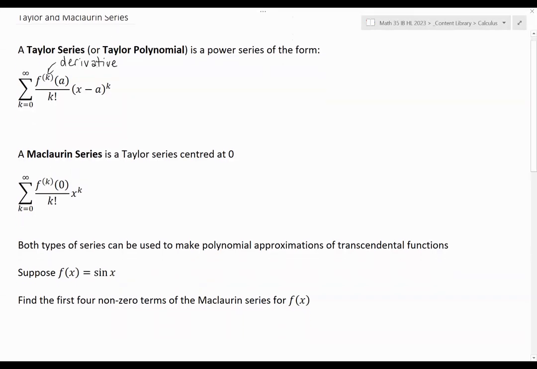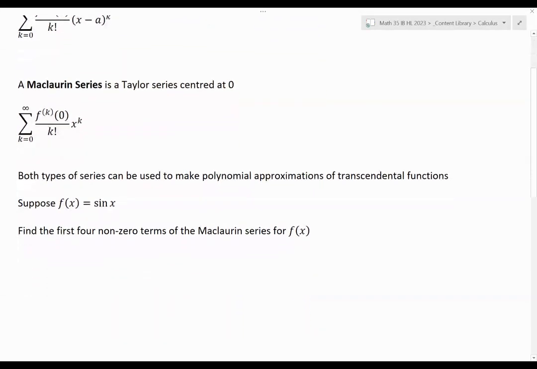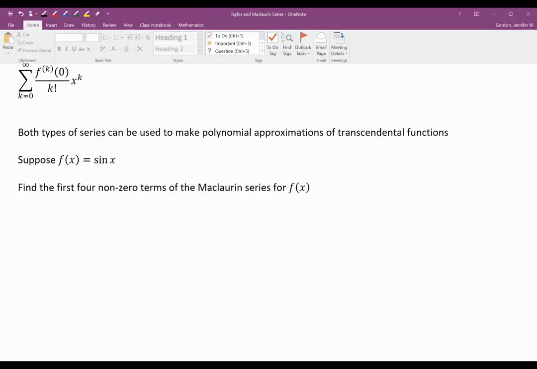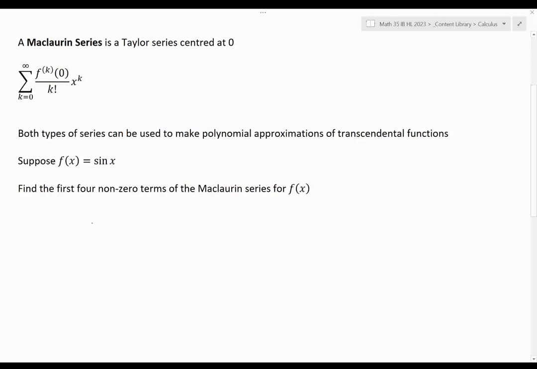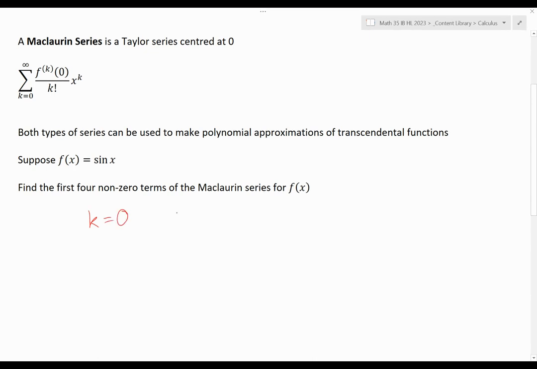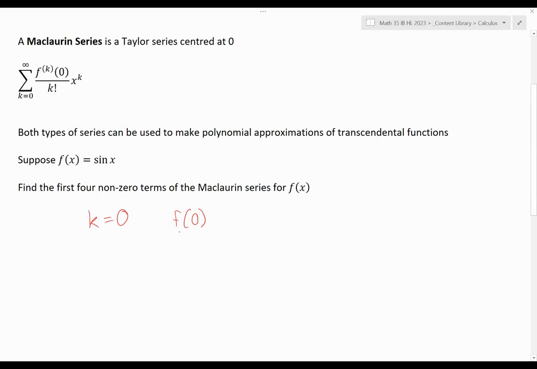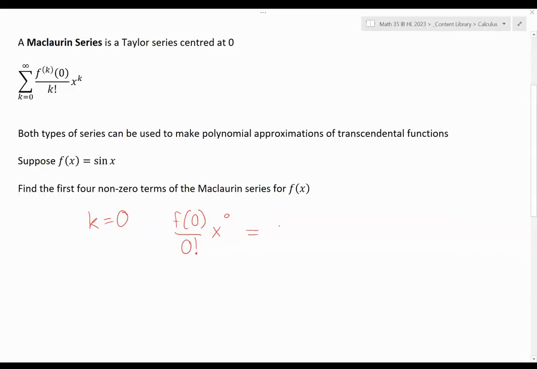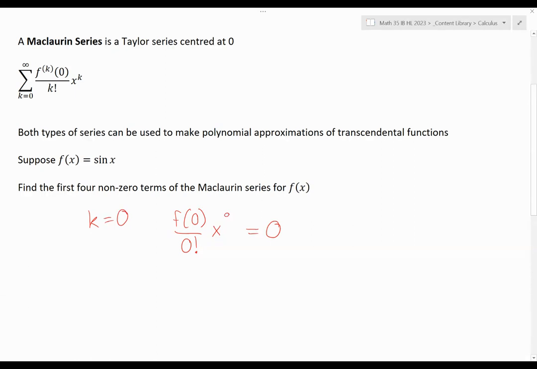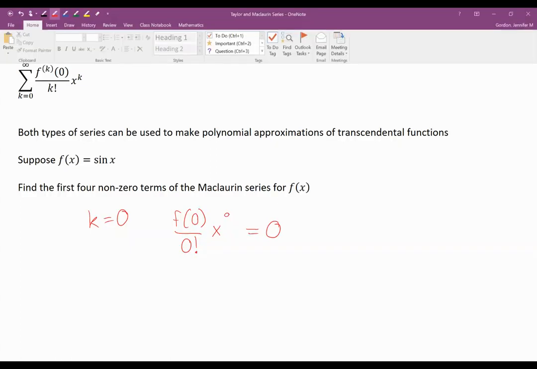So let's find the first four non-zero terms of the Maclaurin series for f of x. So the first term, in other words, if k equals 0, then what we've got is the actual value of the function at 0, because 0 is the center of the Maclaurin series, over 0 factorial, which recall is 1, times x to the power of 0, which is also 1. The sine of 0 is just 0, so this is 0 over 1 times 1. So the first term, the constant term of this Maclaurin series, is just 0, so that actually doesn't count towards my first four non-zero terms.